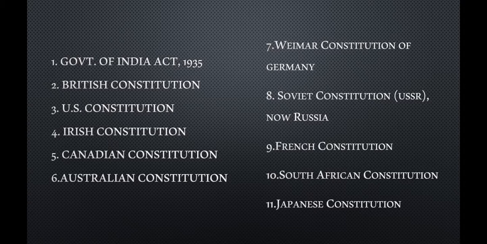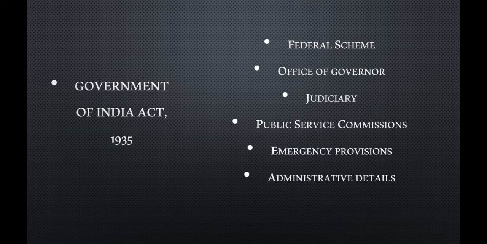So these are the sources of Indian Constitution, which are: first is Government of India Act 1935, second is British Constitution, third is US, fourth is Irish, fifth is Canadian, and sixth is Australian Constitution. Seventh is Weimar Constitution of Germany, eighth is Soviet Constitution, USSR, now Russia, ninth is French, 10th is South African, and 11th is Japanese Constitution.